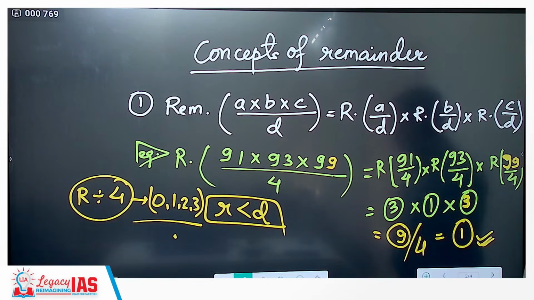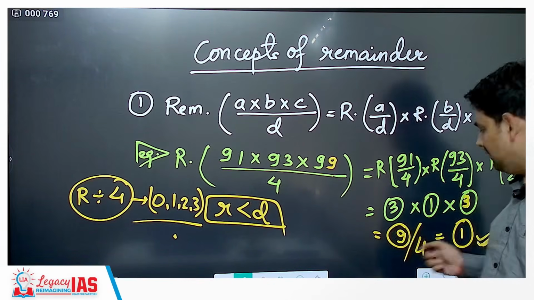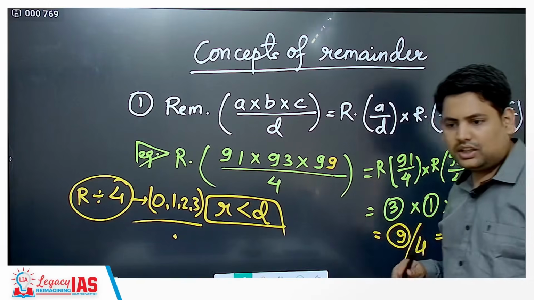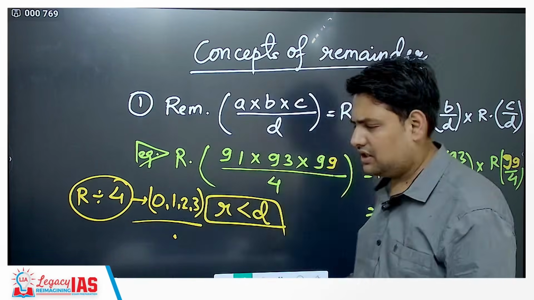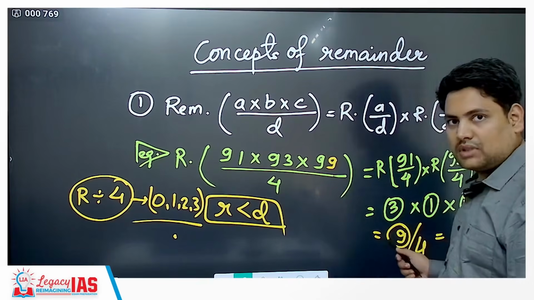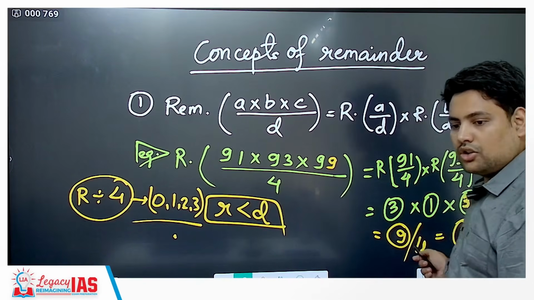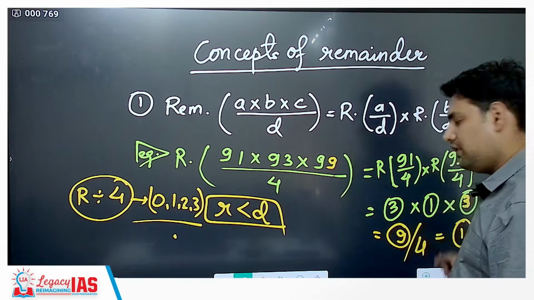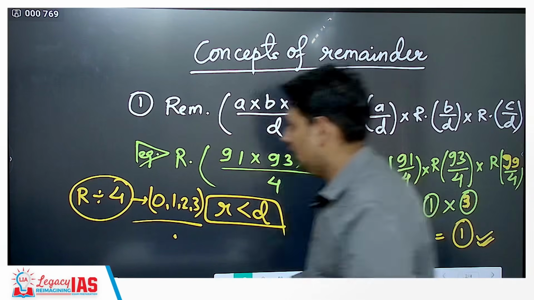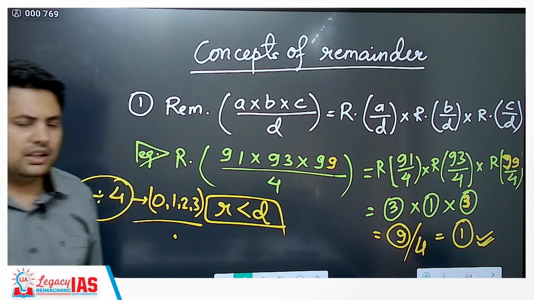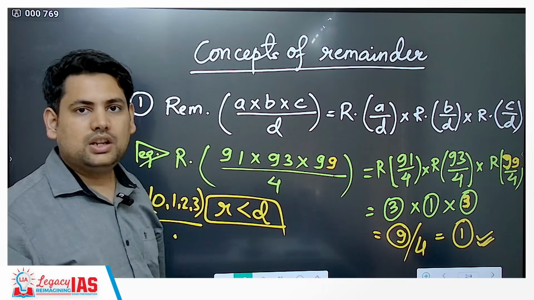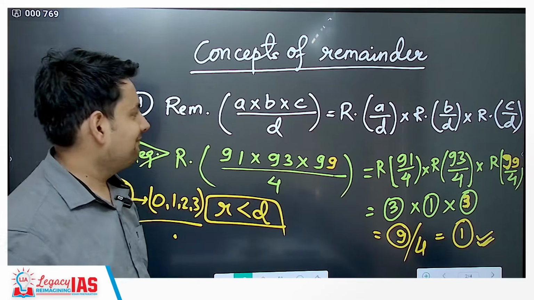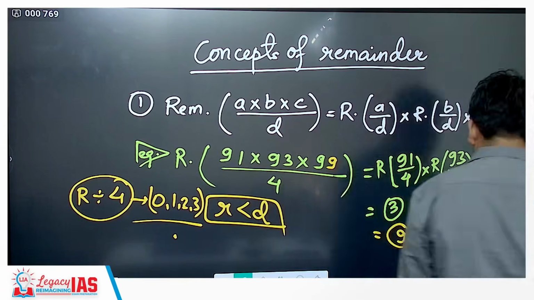Understood the difference? In the first case we directly got 3, and 3 divided by 4 has remainder 3 only, so that's fine. But when a bigger number comes here, you need to just divide it further and you get the final answer. So the first concept is this only, that remainders are distributive in nature. Understood?